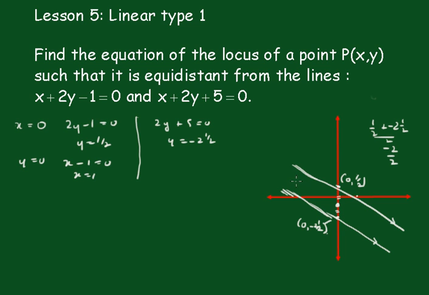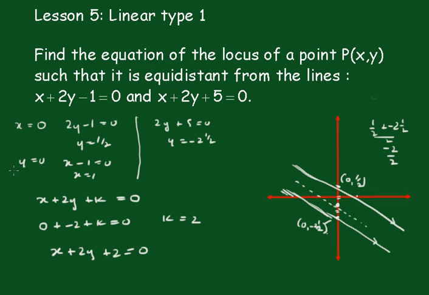There's the y-intercept there. Now to work out that equation, because this line is parallel to the others, we can form x plus 2y plus some constant k equals 0. At this point here we know x equals 0 and y equals negative 1. So it's minus 2 plus k equals 0, so k is equal to 2. So the equation of this locus is x plus 2y plus 2 equals 0. That's one method of doing it.